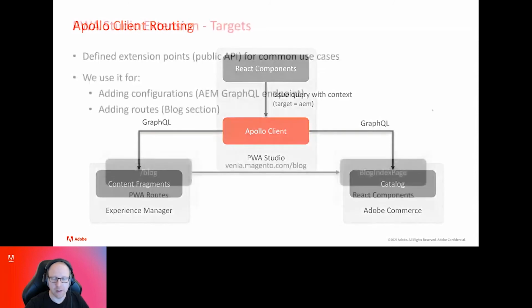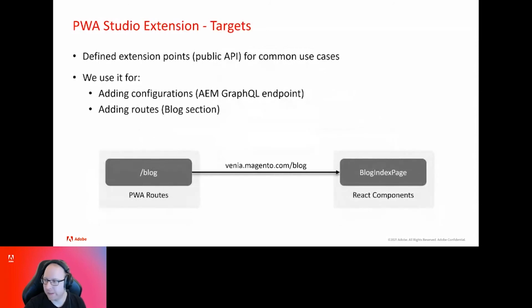Okay, let's also have a brief look at the extension mechanisms PWA Studio provides. The first mechanism I want to talk about is called targets. Targets are extension points that are used for common customization use cases that are well defined, and you can also consider them public API. They allow you to intercept and extend particular functionality.